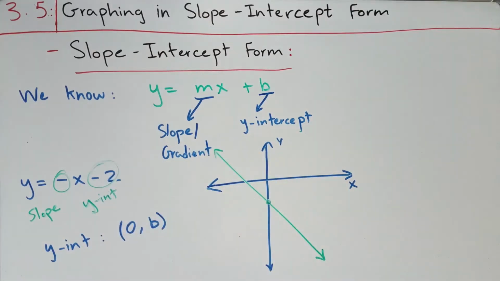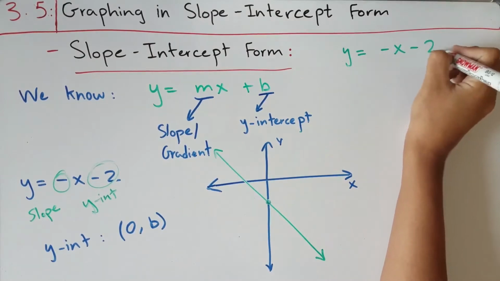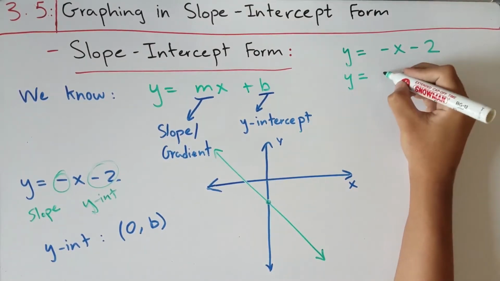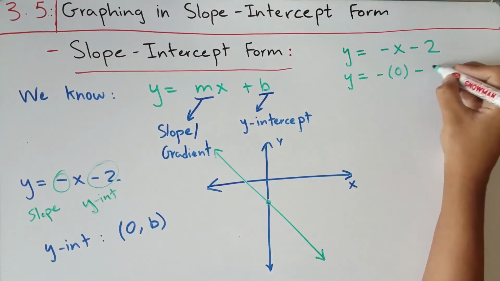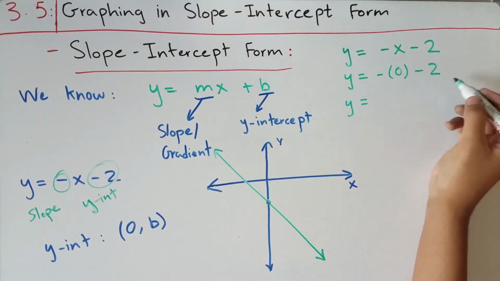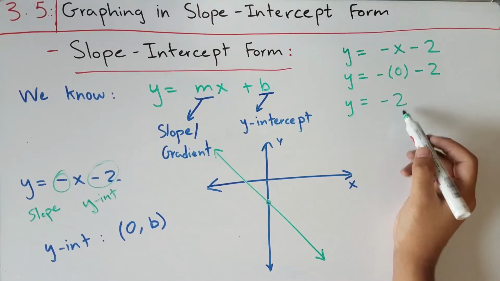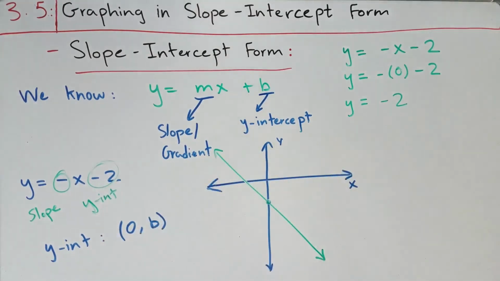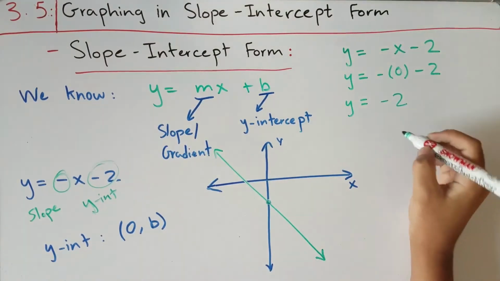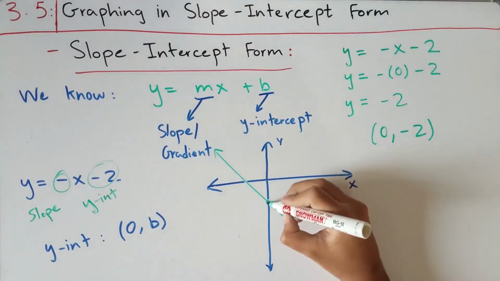So let's plug in 0 for x in this equation. Our equation is y equals negative x minus 2, and we can plug in 0 for x, so we get negative times 0 minus 2. So y equals negative times 0, which is simply 0, and we're left with negative 2. This is indeed our y-intercept, as this is the b part of the original equation. If you graph the line y equals negative x minus 2, then your y-intercept will be at the point 0, negative 2, which is this point on this graph.